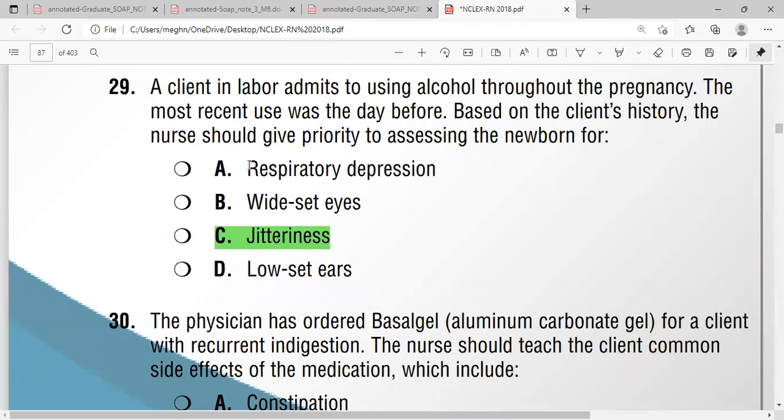So answer number A is incorrect because it would be associated with use more recent than 1 day ago. Answer B or answer D are the characteristics of a newborn with fetal alcohol syndrome, wide set eyes, low set ears. But they are not the priority at this time. Therefore, they are not the answer.